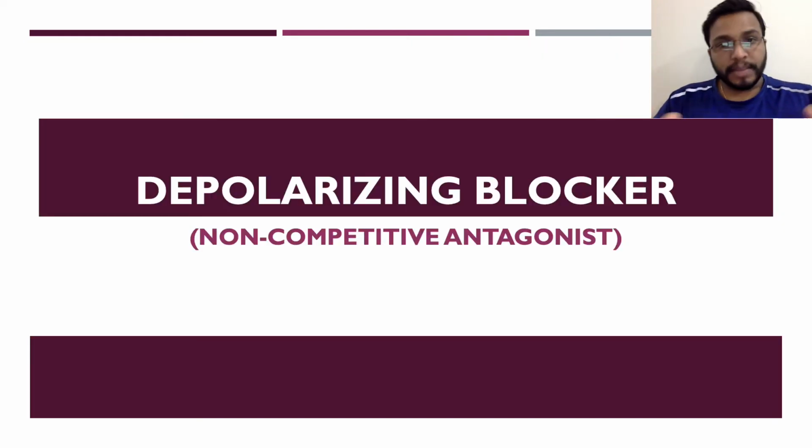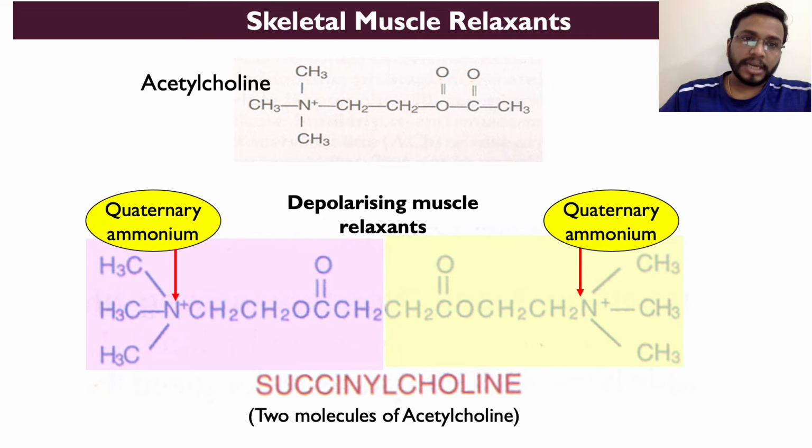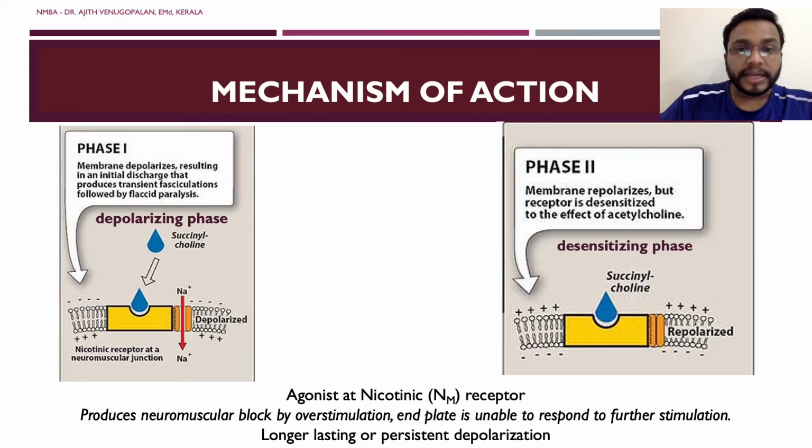Now we move on to the depolarizing agents. The depolarizing agents are non-competitive blockers. As said earlier, you have the acetylcholine. Two molecules of acetylcholine make succinylcholine. It's a quaternary ammonium compound, so it has some similarity. Hence it is going to stick onto the acetylcholine receptor, and it has two phases. The phase one is the depolarizing phase, where it's going to stick on and produce depolarization. The phase 2 is the desensitization phase, where the receptor is desensitized, hence nothing can act on it. As a result, the whole muscle gets stimulated, and it goes to fasciculation and then paralysis.